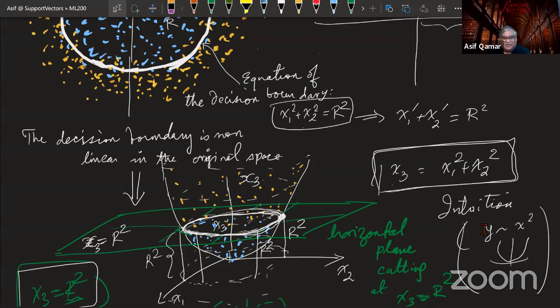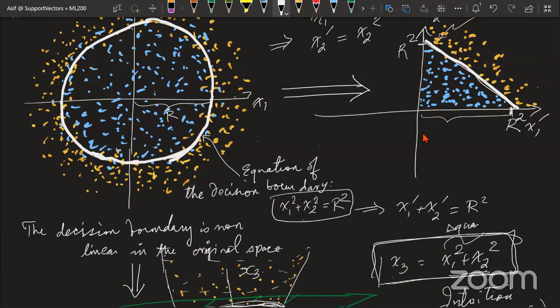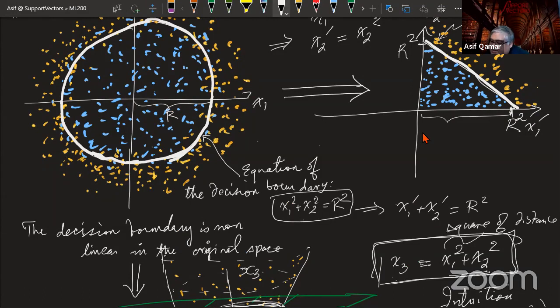No, it is not. We are not talking about that. Every point is given as, see, this is the square of the distance. And we are saying that the z-axis value, that x3 axis value, is simply the square of the distance. What we are not doing is x1 square plus x2 square plus x3 square is equal to some constant, because that would be all points on a sphere. And we are not doing that.